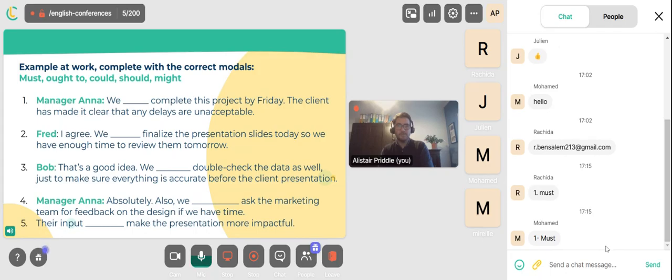Number 2. Fred, I agree. We finalise the presentation slides today, so we have enough time to review them tomorrow. So again, which one do you think? Put number 2 and choose a modal verb.